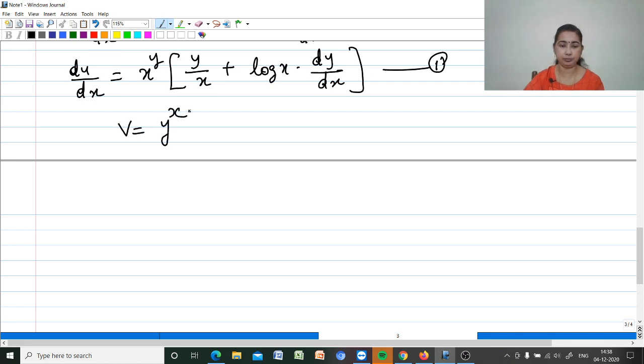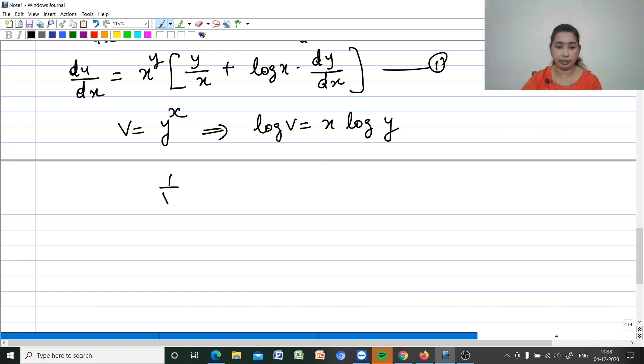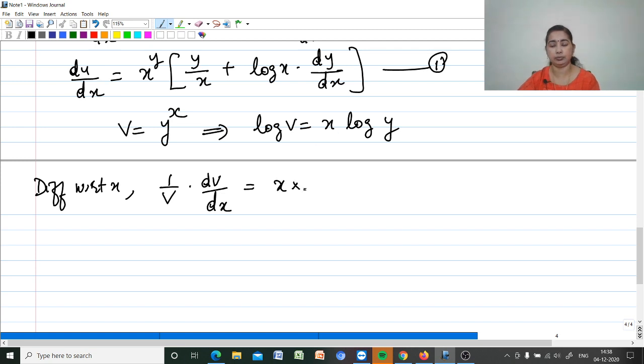V is equal to y raised to x, and take log on both sides. So, log v is equal to x log y. Differentiating both sides with respect to x: 1 by v into dv by dx equal to x into first function into derivative of the second, that is 1 by y into dy by dx, plus second function, log y, into derivative of x, which is 1.